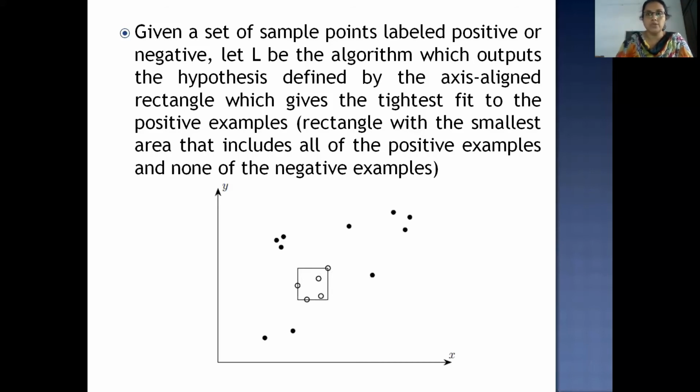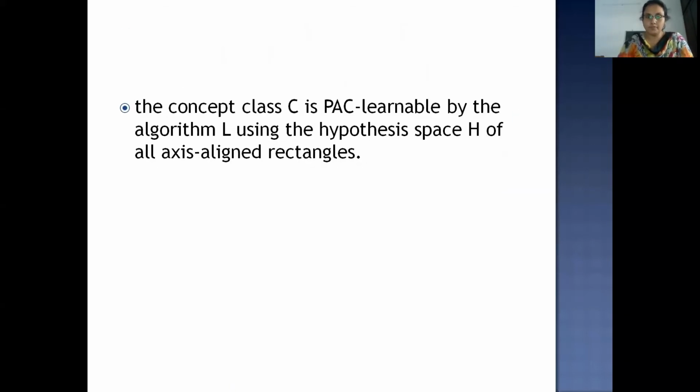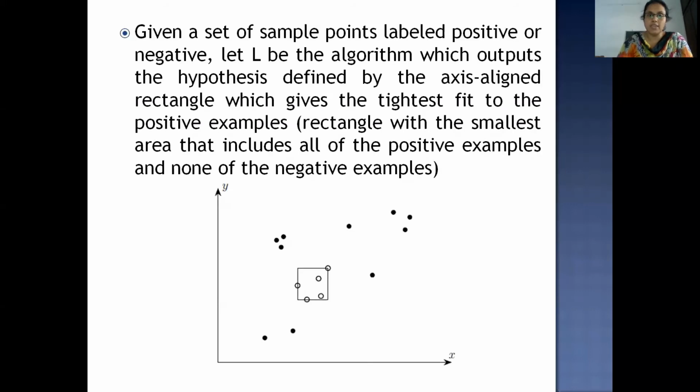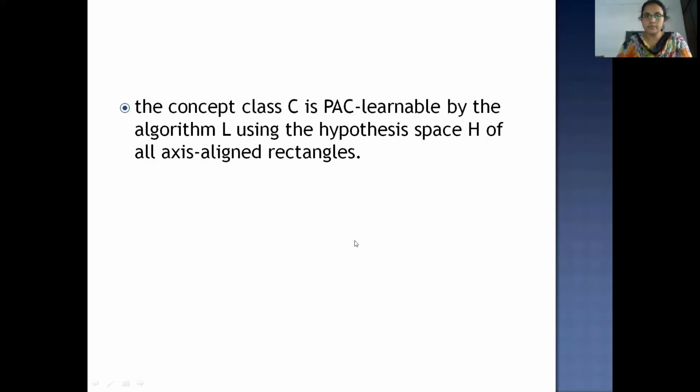If you remember, n is equal to natural logarithm of delta divided by natural logarithm of 1 minus epsilon. Okay, the concept class C is PAC learnable by the algorithm L using the hypothesis space H of all axis aligned rectangles. So, in this particular case, this H is PAC learnable. ആ എപ്സിലോണിനെ നമുക്ക് കുറച്ചുകൊണ്ട് വരാൻ പറ്റും. n ഇതിന്റെ അകത്തും കൂടെ കിട്ടത്തക്കവണ്ണം നമ്മൾ സാമ്പിൾ ചെയ്യണം എന്ന് മാത്രമേ ഉള്ളൂ. So it is possible.